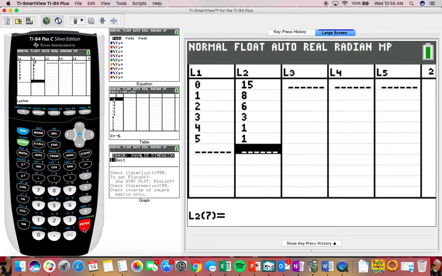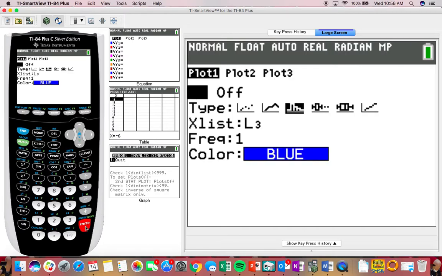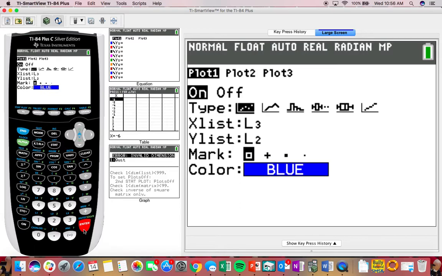Now, let's just talk about graphing. For right now, let's just work on graphing all of this data. In order to graph stats, you have to hit second, y equals. Notice how it says stat plot above there. For plot 1, make sure plot 1 is turned on, and then for type, choose a scatter plot. The very first option is scatter plot.